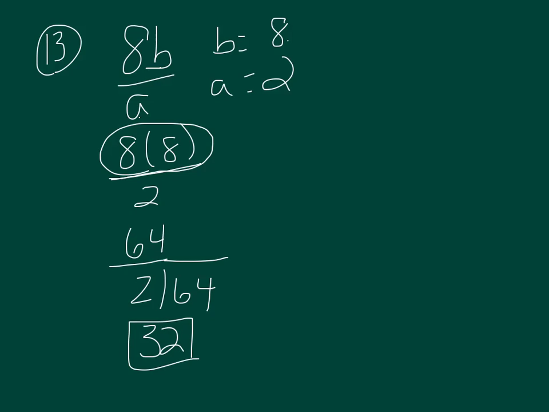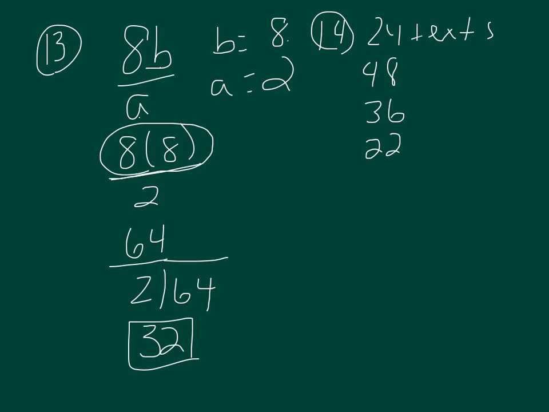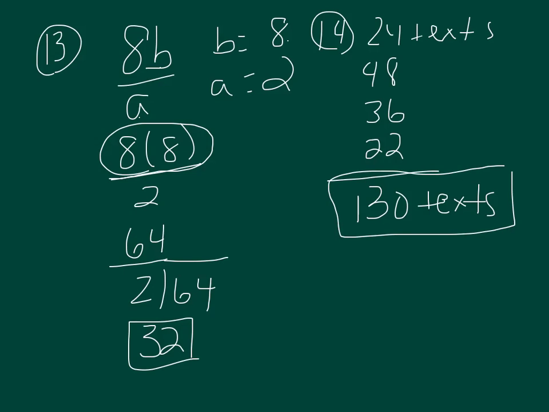And number 14 was Justin, a math problem, a word problem. Justin sent 24 text on Monday, 48 on Tuesday, 36 on Wednesday, and 22 on Thursday. And it says to use mental math, but I said anything you want to, as long as you show me the way. And most of you kids just added it up, and you got 130 text. All word problems should be labeled. Box that in.